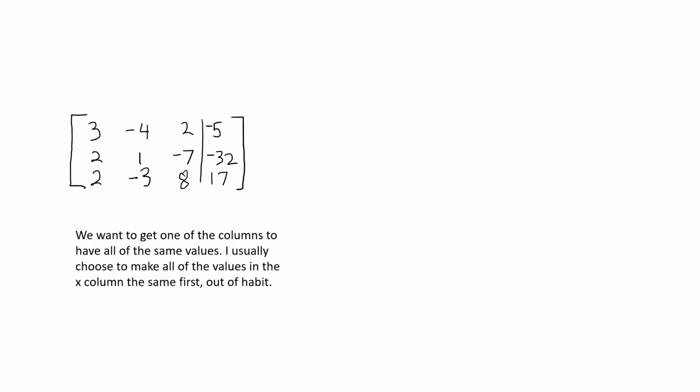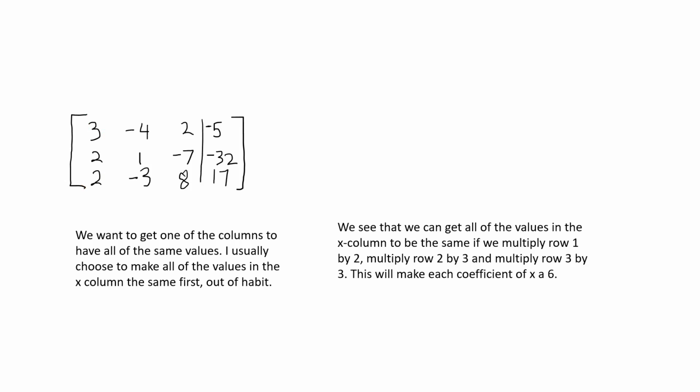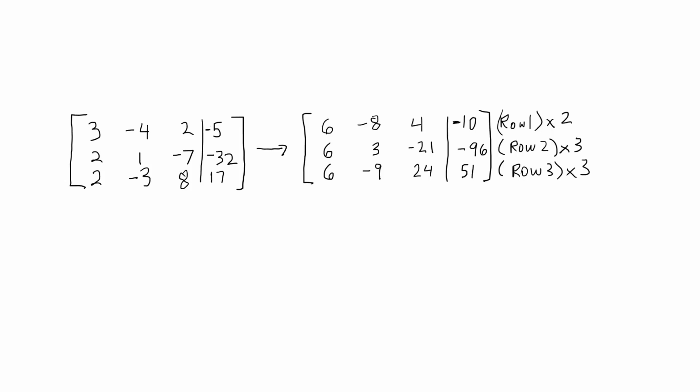So now we write out the matrix as we know how to do. And we want to get one of the columns to have all the same values. And again, my default is usually to focus on the entries in the X column. So there's a 3 and a 2 and a 2. Let's multiply the first row by 2, and the second row by 3, and the third row by 3, and that'll make each coefficient of X be 6.